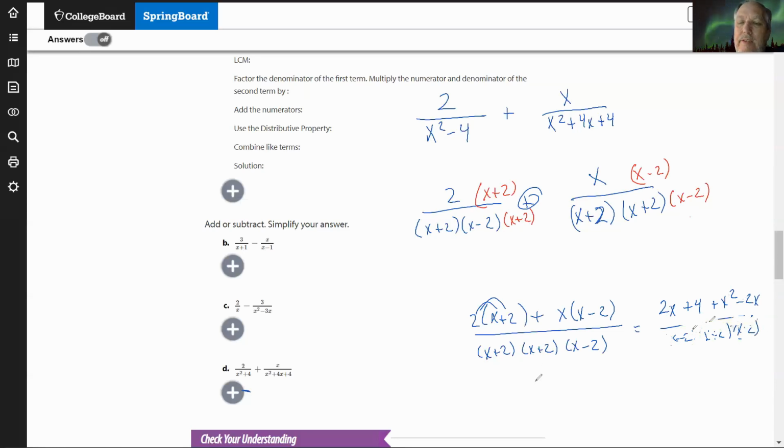So we'll go ahead and combine like terms and put these in order. So it's going to be x squared. The 2x and the negative 2x cancel out, so we have plus 4, all that over x plus 2 squared, x minus 2. Again, all I did is write that down as x plus 2 squared. And that should be your answer right there.